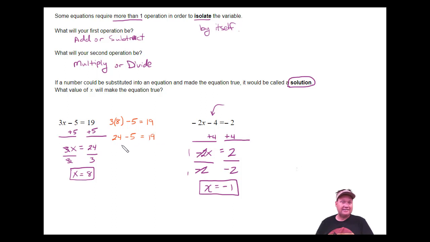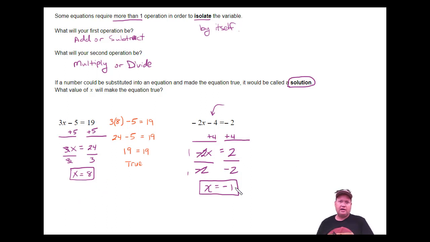24 minus 5 is 19. And since 19 equals 19 is true, that means that when x is 8, this side of the equation on the left will equal this side of the equation on the right. That's why we call 8 a solution.